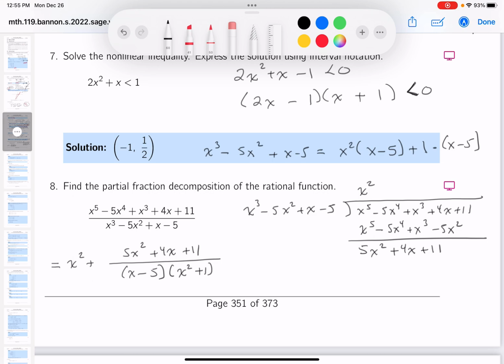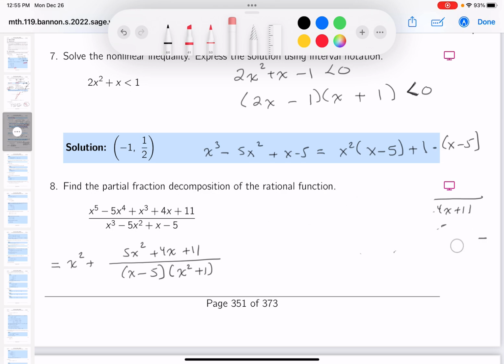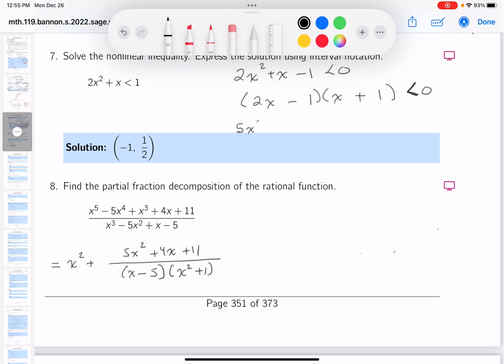I'm going to get rid of my long division. Now, again, if this was an exam paper, I wouldn't be erasing anything. I'd just leave everything there. But we're just talking through the problem. So let's write this down now. And I got 5x squared plus 4x plus 11 over x minus 5, x squared plus 1.